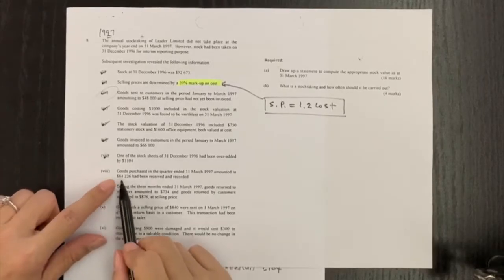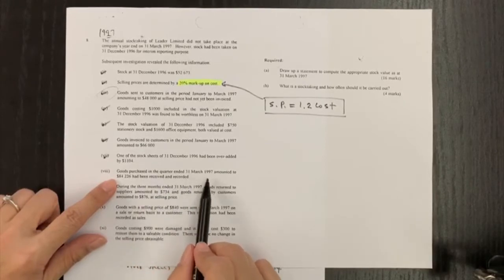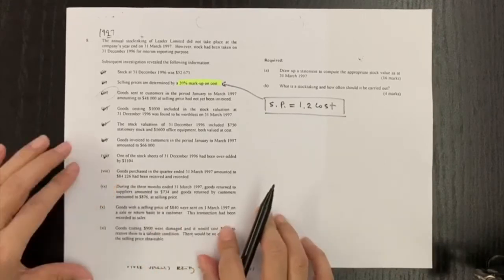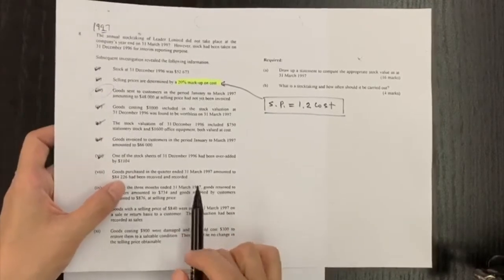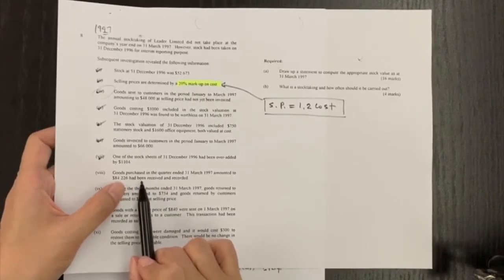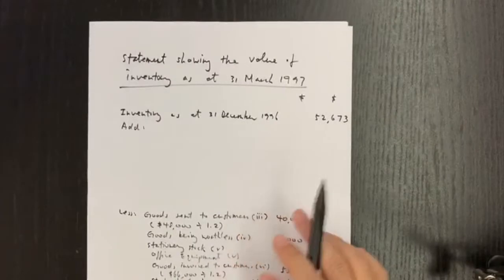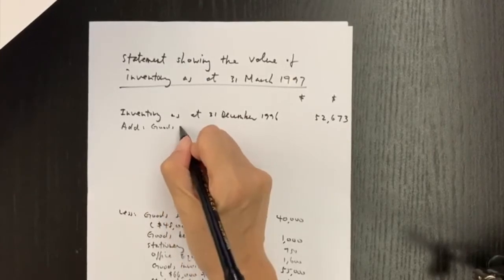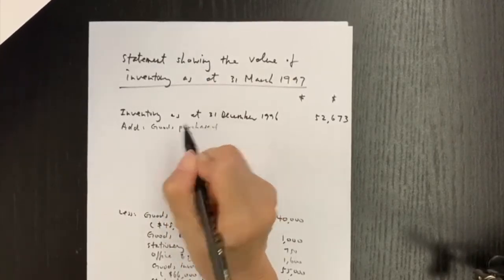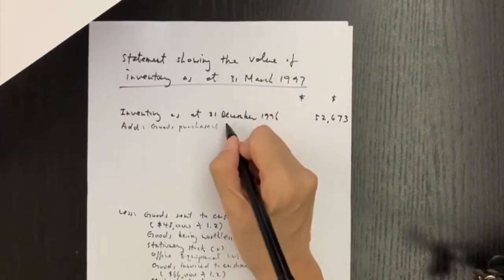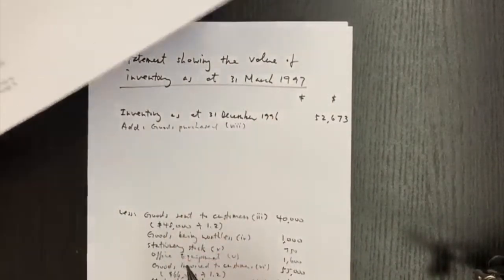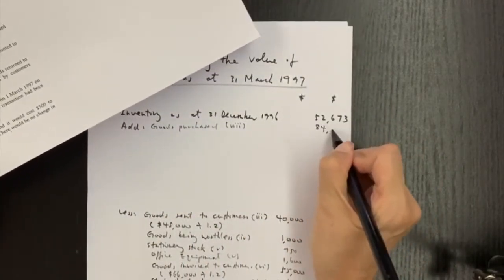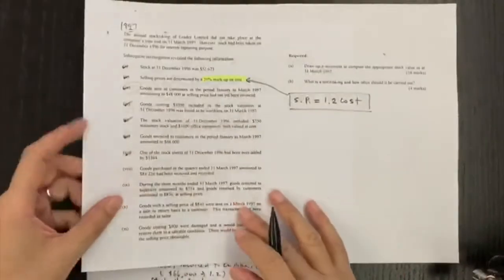Okay, next, point number 8. Goods purchased in the quarter amounting to 84,226 had been received and recorded. That means during these 3 months, we have goods purchased. So what happens after goods purchased? We have more inventory. That means if we start from this value, we add these goods purchased, and this is point number 8. Since this is already at cost, I don't need to change it, so I put 84,226 here for point number 8.